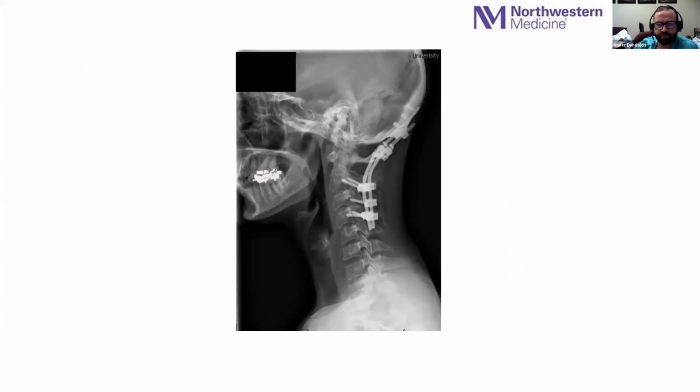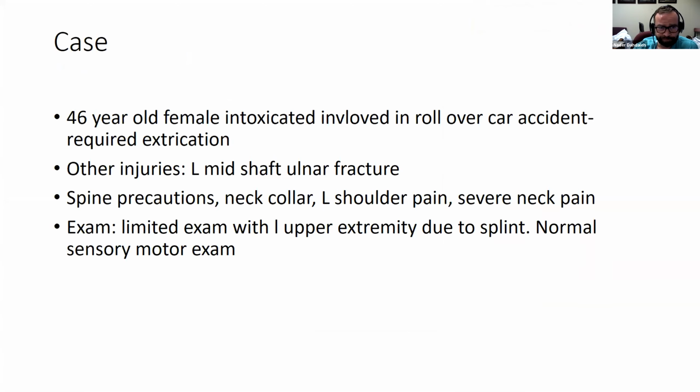So OC fusion, and the patient came back down the line neurologically intact. That was a great save and salvage. He had an excellent outcome.